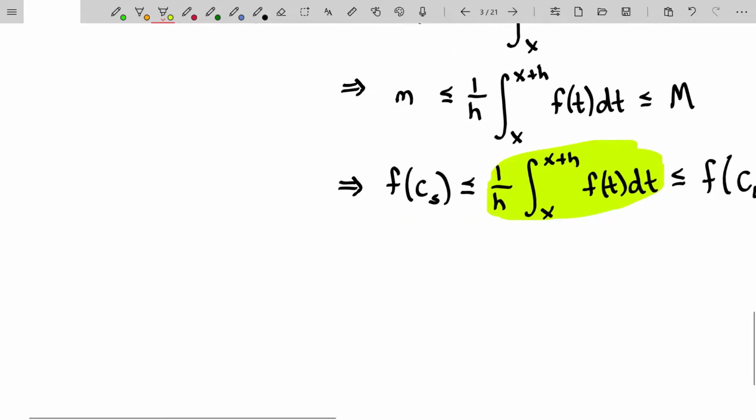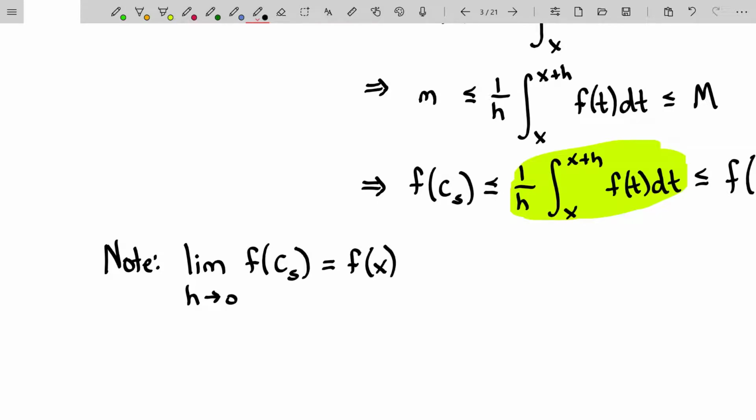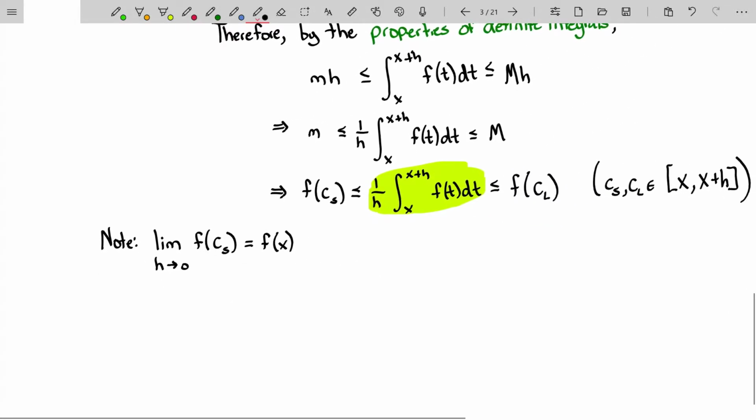So note, we'll even write it off to the side. Note, oops, that's not supposed to be that color. There we go. Note. The limit as h goes to 0 of f of c sub s is going to be f of x, because first of all, f is continuous, and as h tends to 0, that interval right here shrinks down to just x, and so those points get squeezed to become x. I hope that makes sense.